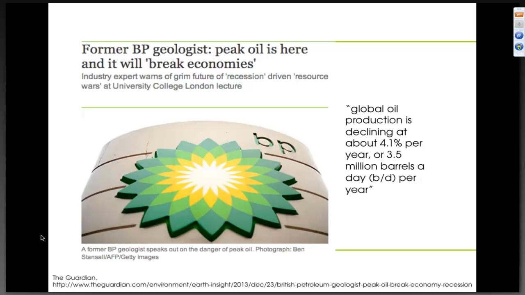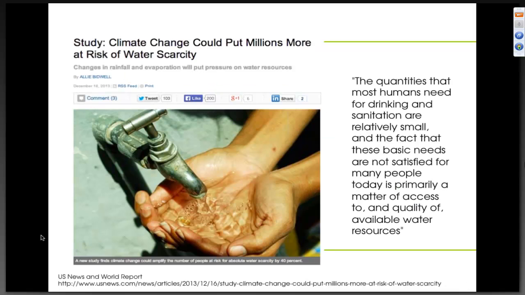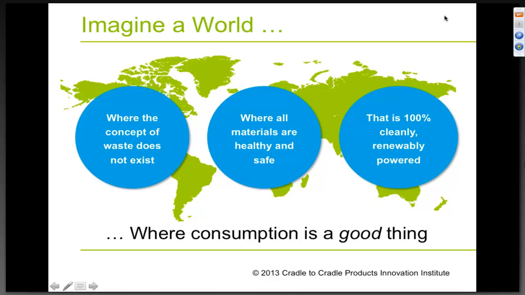So we imagine a world in which the concept of waste does not exist, that all products at the end of their useful life are considered resources to go back into systems, where the materials that we use to make those products are safe for the people that are using them and working with them, as well as for the environment, or that those materials are used in an appropriate context. And we also imagine a world in which everything is produced with 100% cleanly renewable energy. So in other words, we look at a world in which consumption could potentially be a good thing and production could be a positive force.